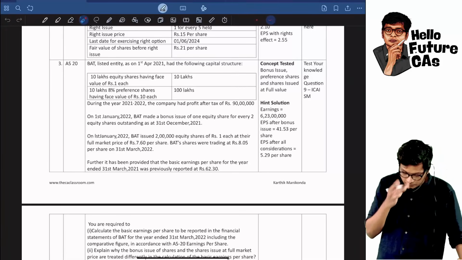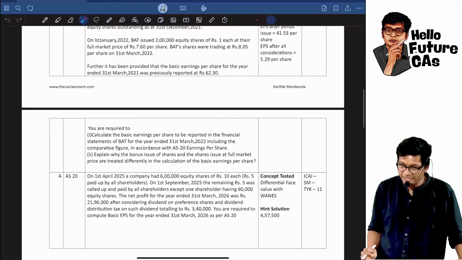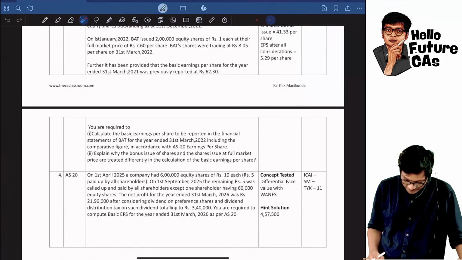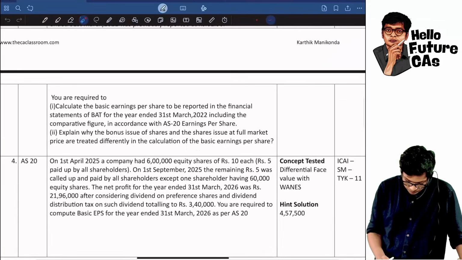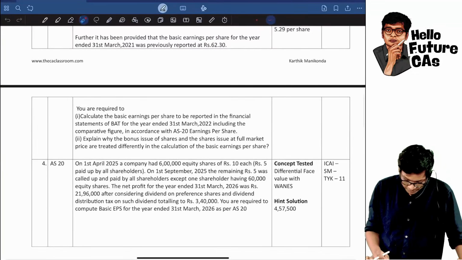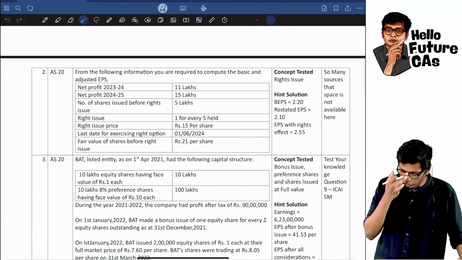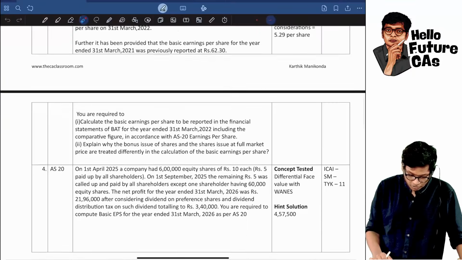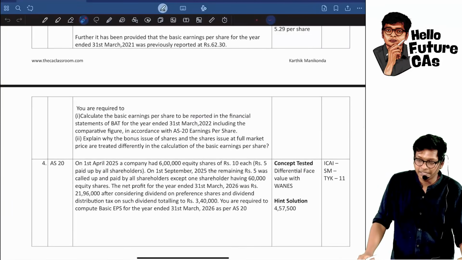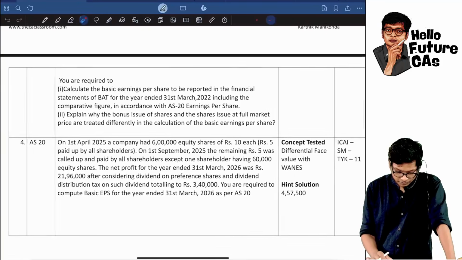See, none of these sums are very basic, guys. All are proper exam level sums. Which sum to take first? Okay. We are going to do these three questions first, 2, 3 and 4, in any order we can do, because these are for basic EPS.